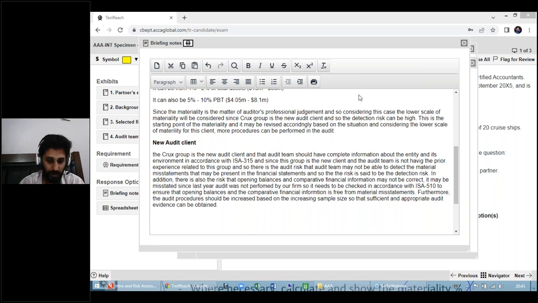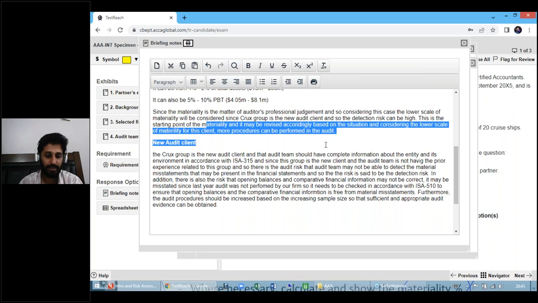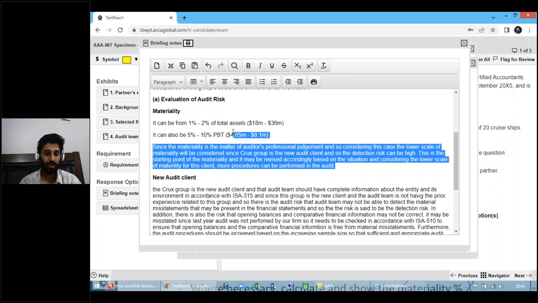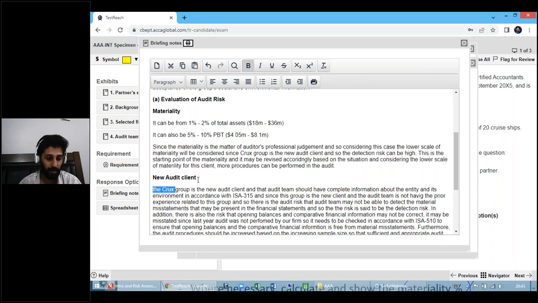Mr. Jahanzeb Tariq, I'm addressing your question. This is not the risk. This is the materiality. This is the part of the evaluation. Now the risk starts from here.